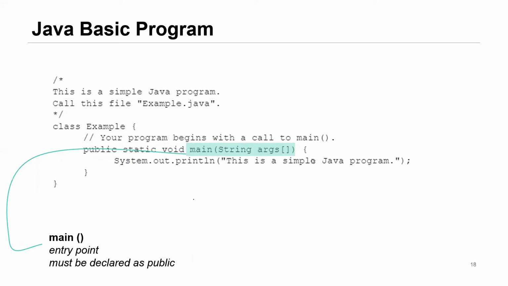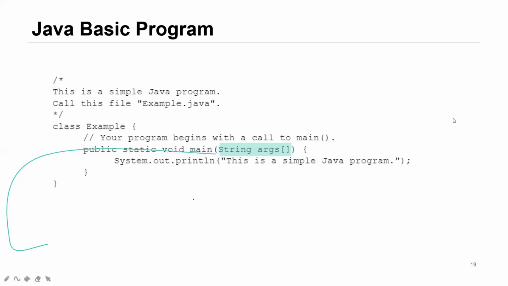Next, we have the main method. The Java main method is the entry point of any Java program. So this is where your program actually starts, and it must be declared as public. It is the door to your program. Without the main method, your program will not run.